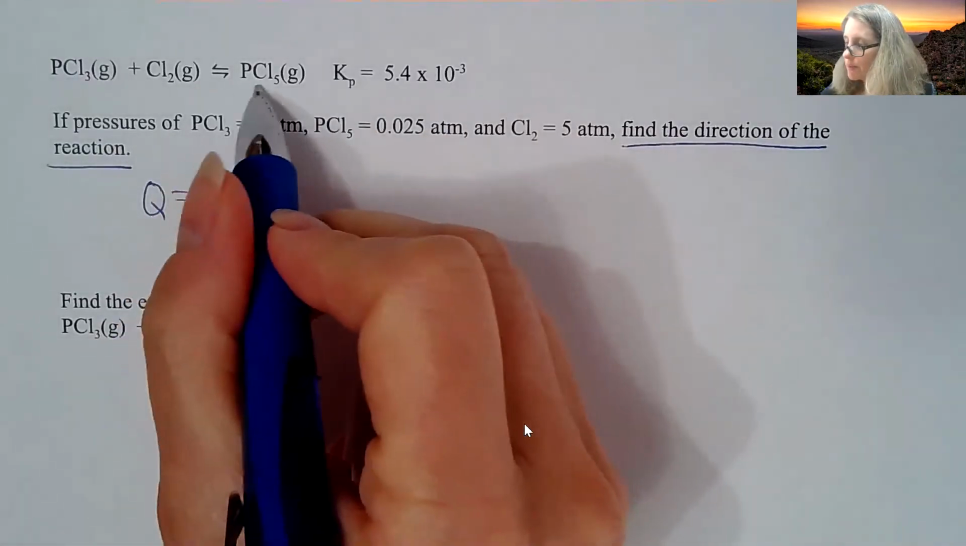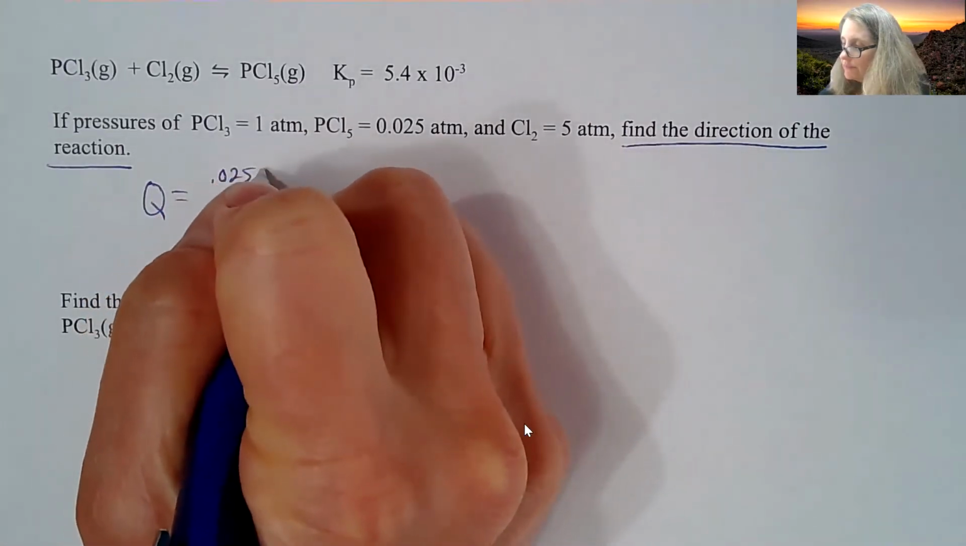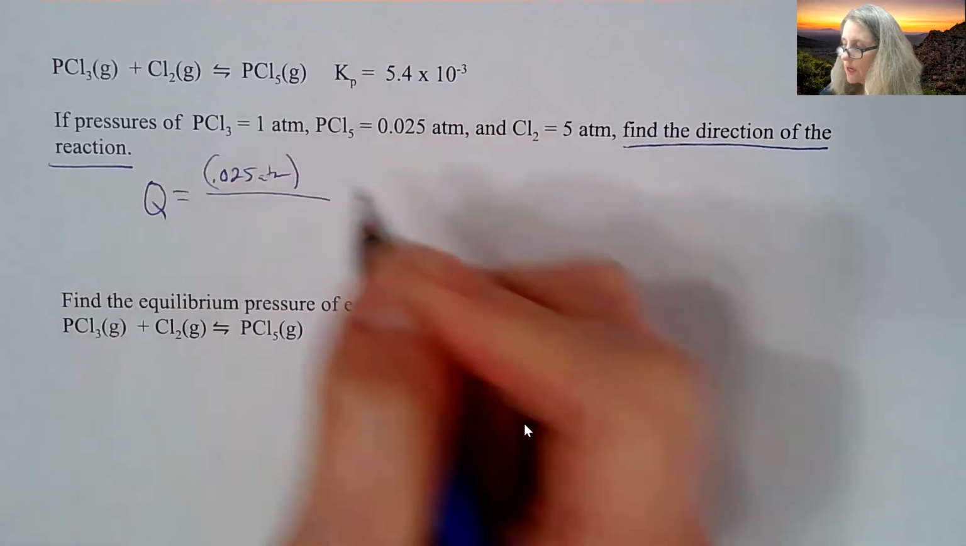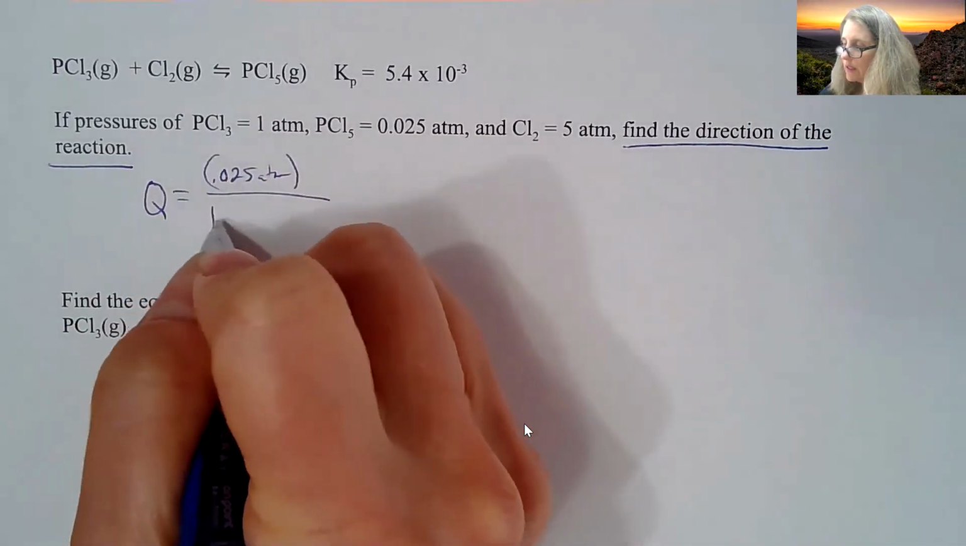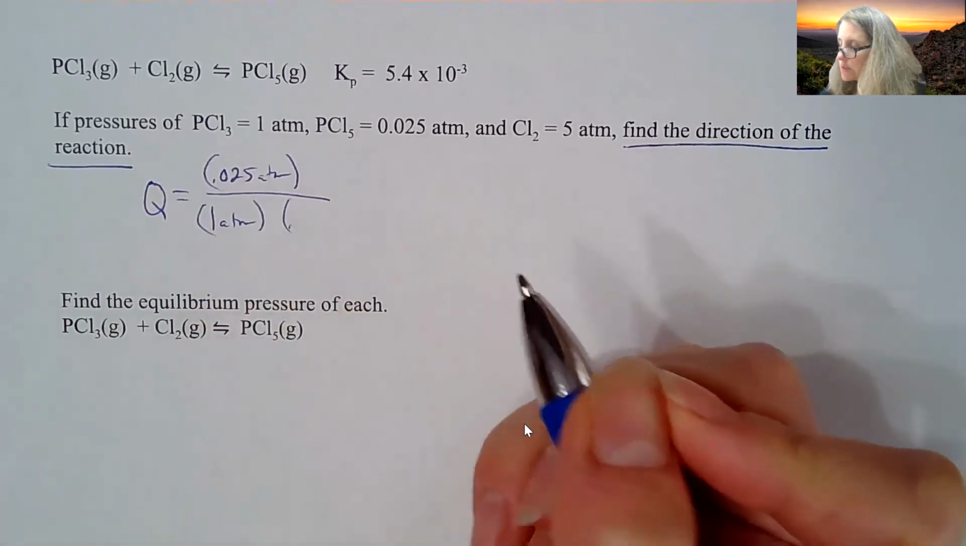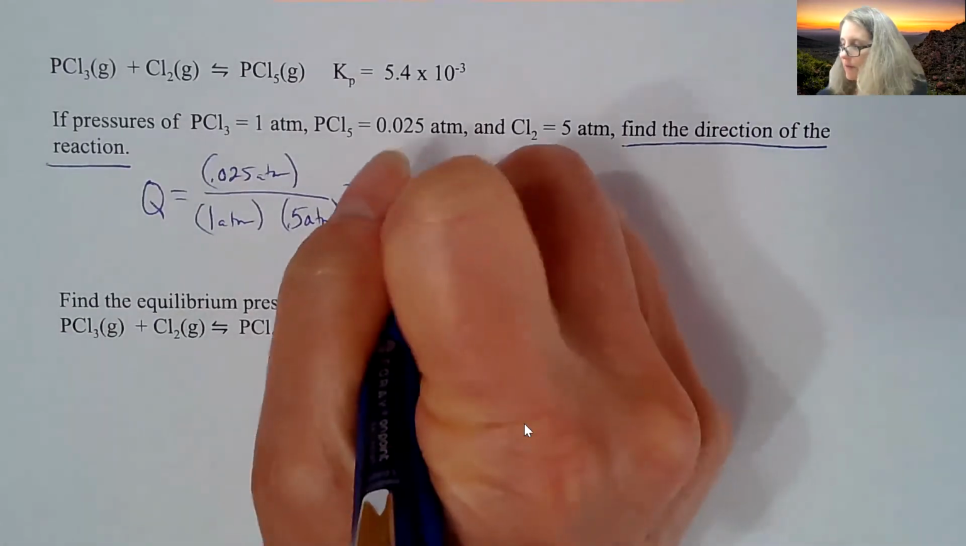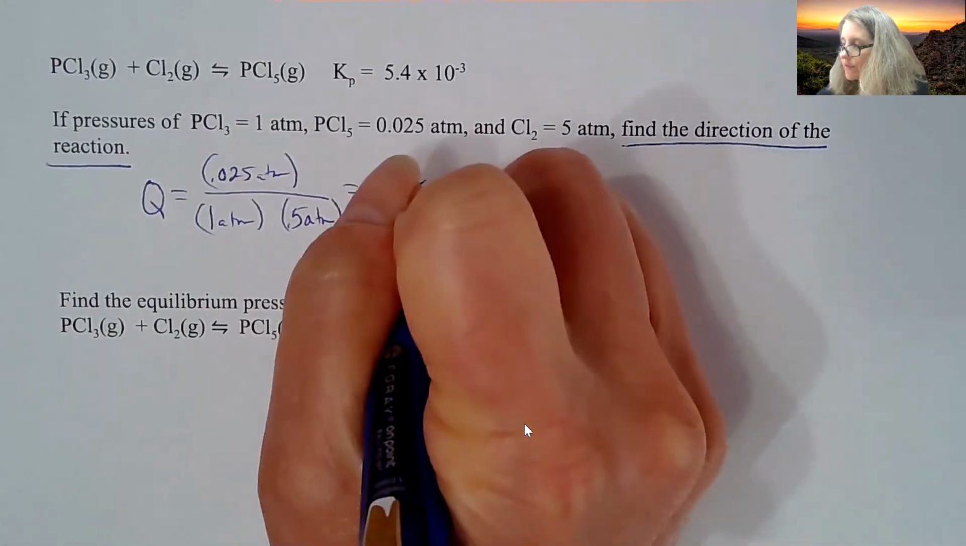So I'm going to take my product, the PCl5, which is 0.025 atmospheres. On the bottom here, PCl3 is 1 atmosphere, and Cl2 is 5 atmospheres. So this comes out to be about 5 times 10 to the negative third.